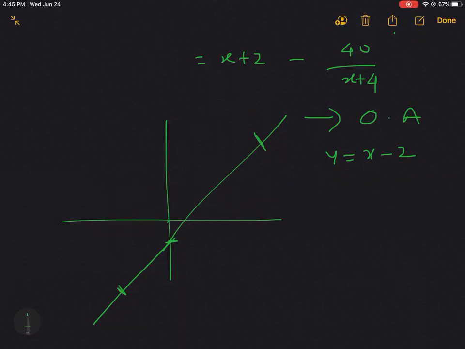Because your graph could actually cross your oblique or horizontal asymptotes in a certain region. It's not true for vertical though, as I said. So now the question is, is there a point where your graph will intersect your oblique asymptote? Is there any point like that? The question is, how can we calculate that?